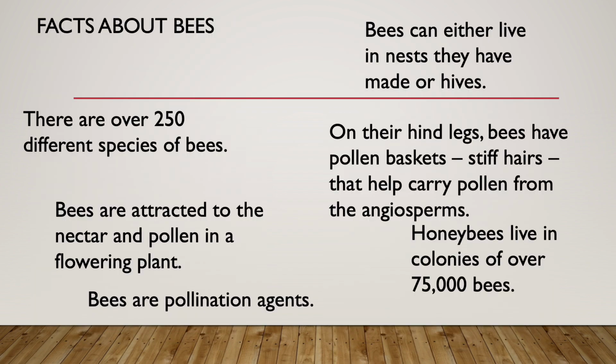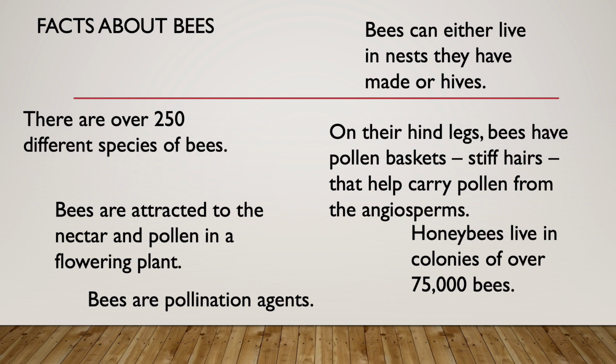So, I've actually gathered some facts about bees. You should have lots more facts than I've got up here, but this is just an example. This is over the past 2 weeks, okay? So there are over 250 different species of bees. Bees are attracted to the nectar and pollen in a flowering plant. Bees are pollination agents. Bees can either live in nests they have made or hives. On their hind legs, bees have pollen baskets, which are stiff hairs that help carry pollen from the angiosperms. And last of all, honeybees live in colonies of over 75,000.